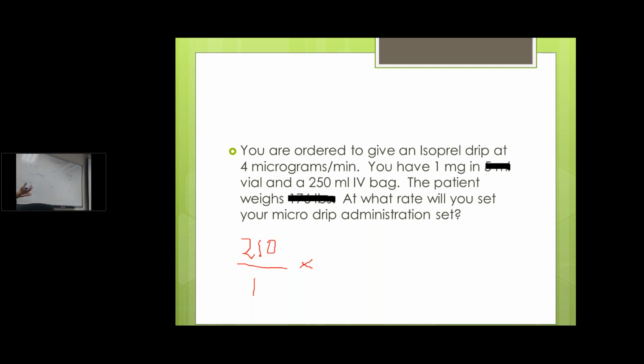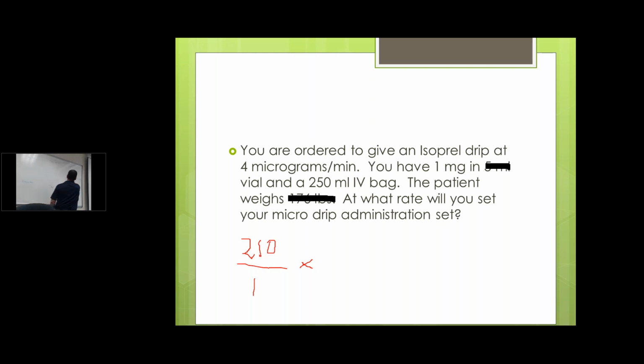If you want to make this a little bit faster as far as things go, this is what I do. I simplify. What's 250 over 1,000? It's equal to 1/4. 4's cancel out, and it leaves me 60. Did everyone get that? Anyone not get 60? Okay. Shouldn't that be over a minute, not milliliter? Excuse me, per minute, yes. Thank you. Not a distractor. So did everyone get that? Okay. Minus my little mistake there.